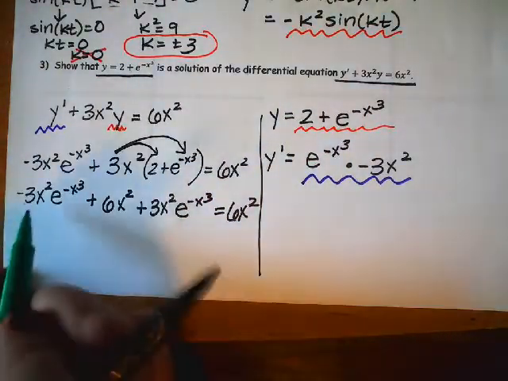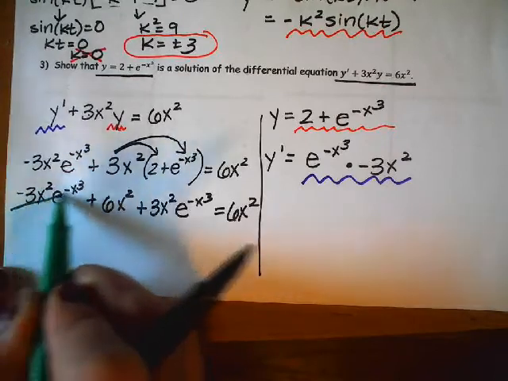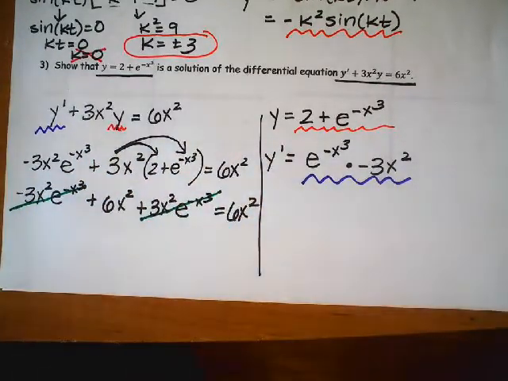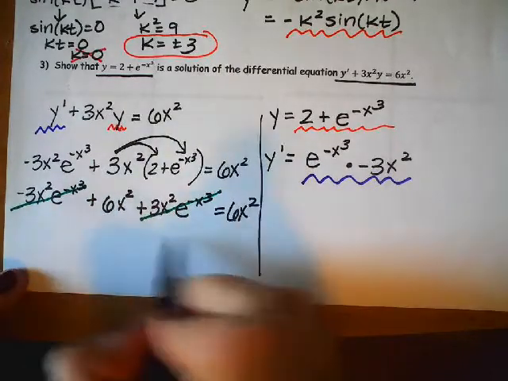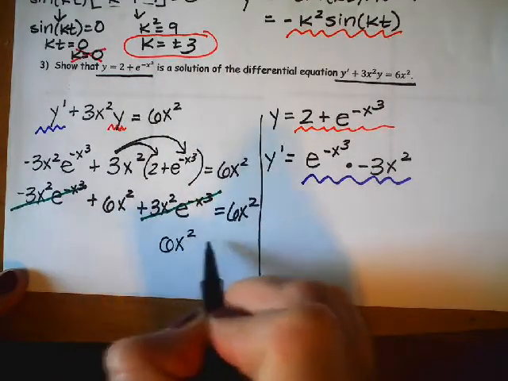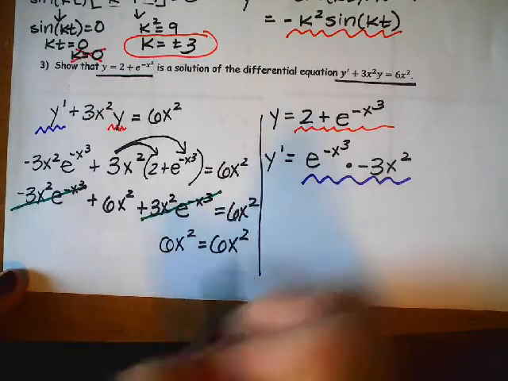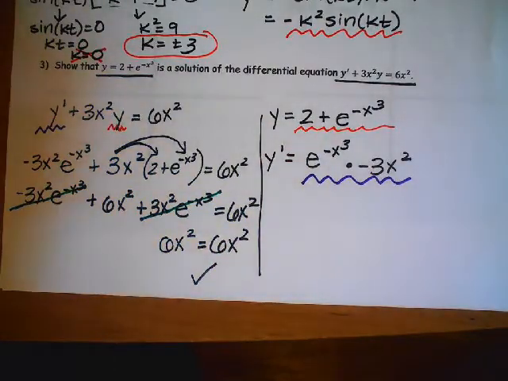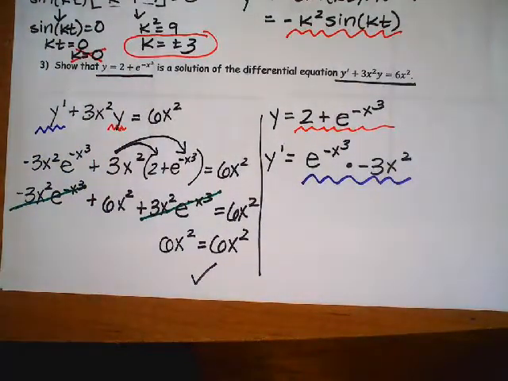One thing I notice is I have a negative 3x squared e to the negative x cubed and a positive of the exact same thing. Those are going to cancel out, leaving me with just 6x squared on the left side and 6x squared on the right side. And at this point, I have shown, or I have proven, that that is a solution.